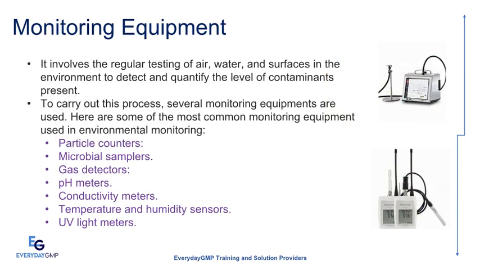Environmental monitoring is an essential process in various industries, including pharmaceuticals, biotechnology, food, and electronics. It involves the regular testing of air, water, and surfaces in the environment to detect and quantify the level of contaminants present. To carry out this process, several monitoring equipments are used. Here are some of the most common monitoring equipment used in environmental monitoring: particle counters, microbial samplers, gas detectors, pH meters, conductivity meters, temperature and humidity sensors, UV light meters.